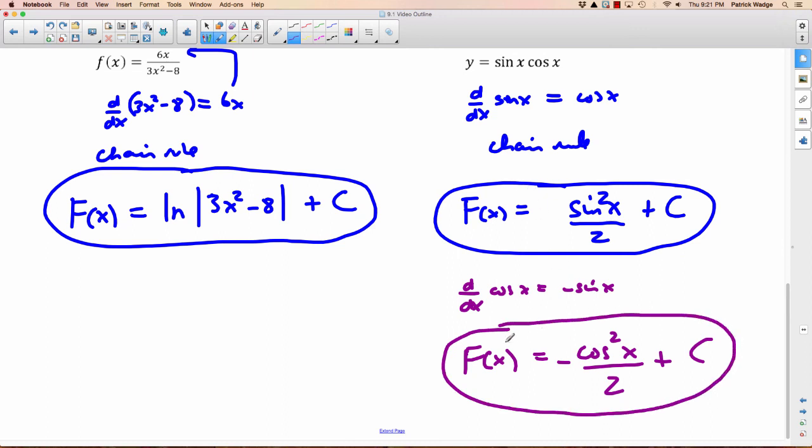Either blue or purple works in this case. Of course, the constants wouldn't be the same. So if you want, you could call this C2 and C1 here, because the constants wouldn't be the same. Alright, tricky stuff. Takes a while to get used to.